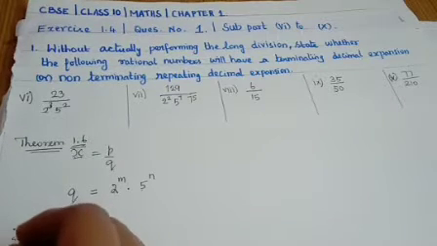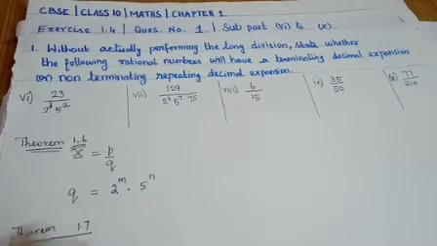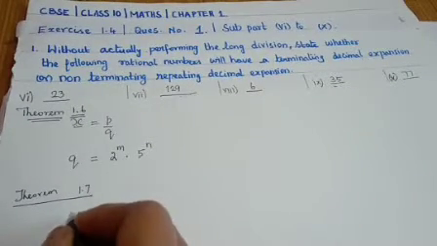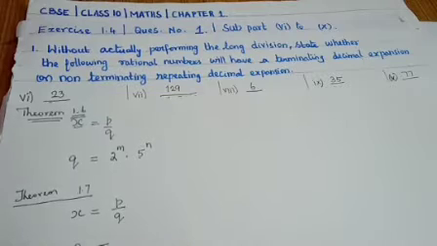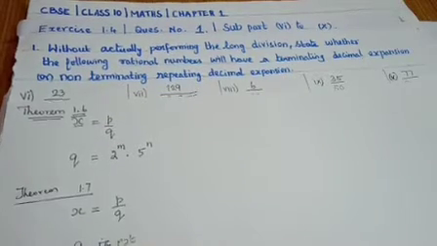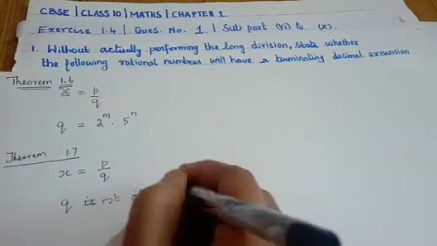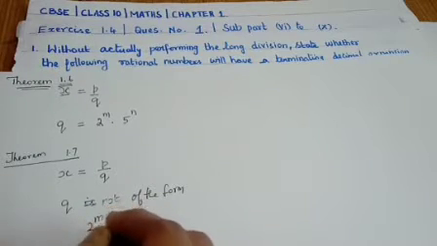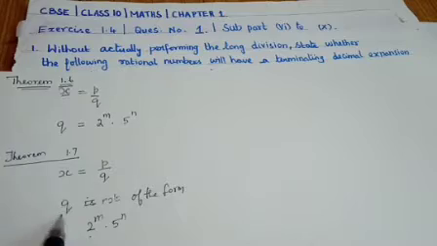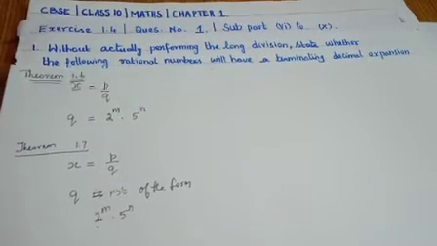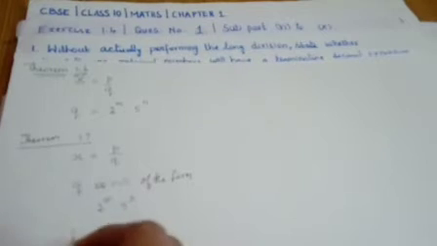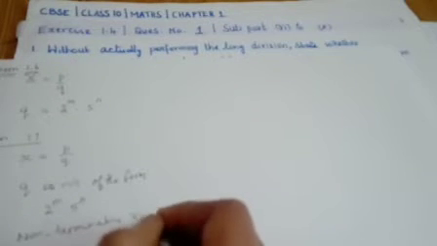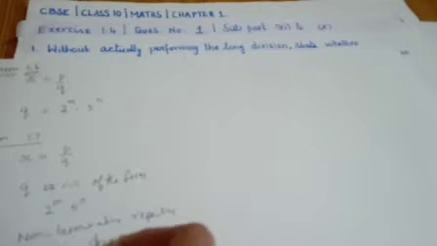Theorem 1.7 says, if x is a given number of the form p by q, and the prime factorization of q is not of the form 2 power m into 5 power n, then x will not terminate, but x is a non-terminating repeating decimal expansion.